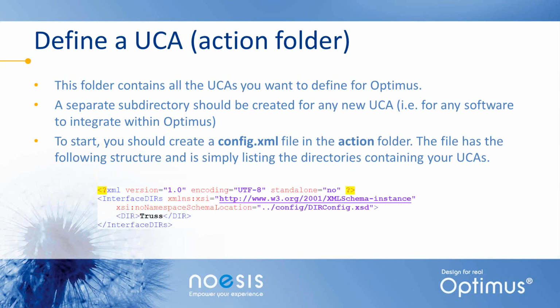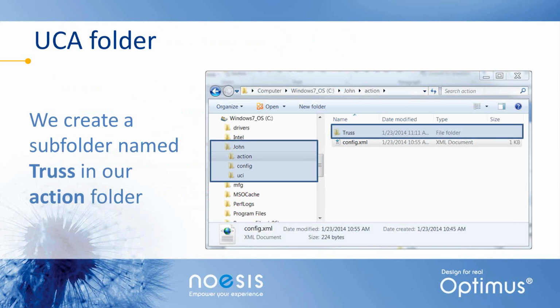So in our case, we are just following the tutorial, and here we are constructing our first UCA. So our XML file will be something like that, in which we have only one subdirectory, and we have to mention that in this XML file. And here is how it looks in the structure. We create a subfolder named truss in our action folder. And you see that we have the config and then the truss folder.